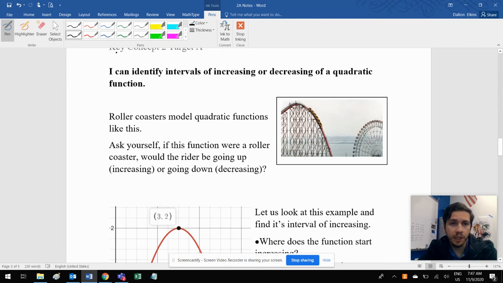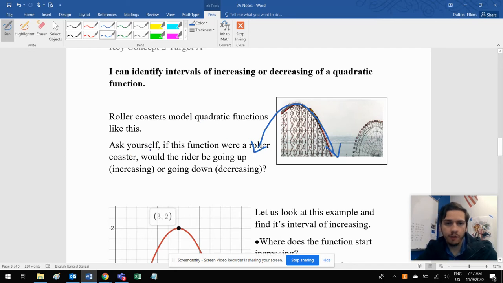Good morning. Your objective here is to be able to identify the intervals of increasing or decreasing in a quadratic function. One way to think about this is exactly like a roller coaster. Here I have a picture of one, and you can maybe see how it looks almost like a quadratic function. It follows the same pattern.